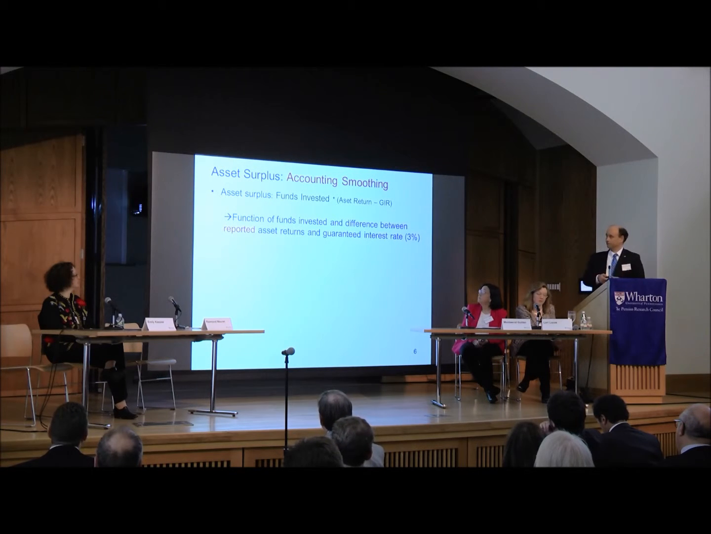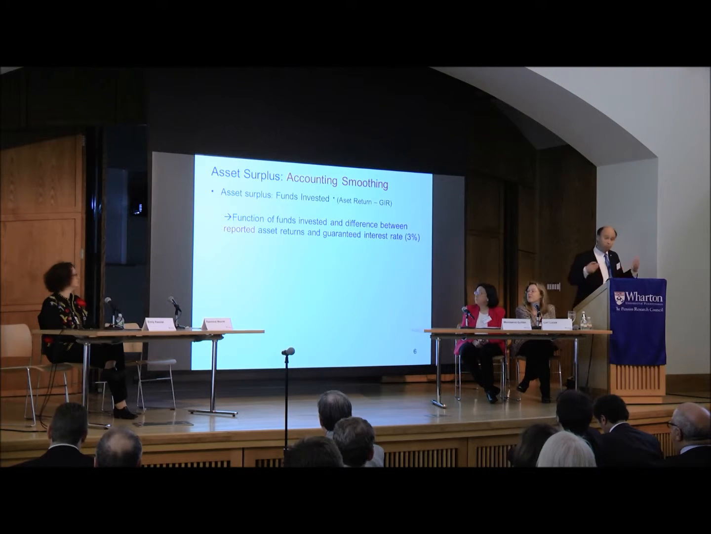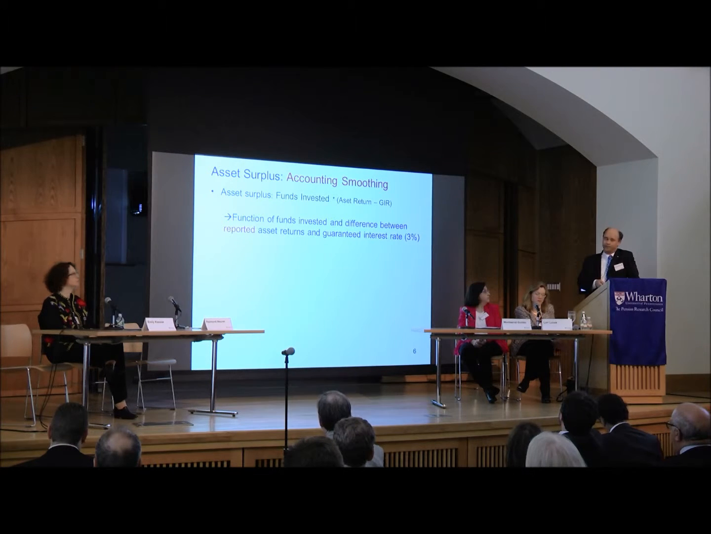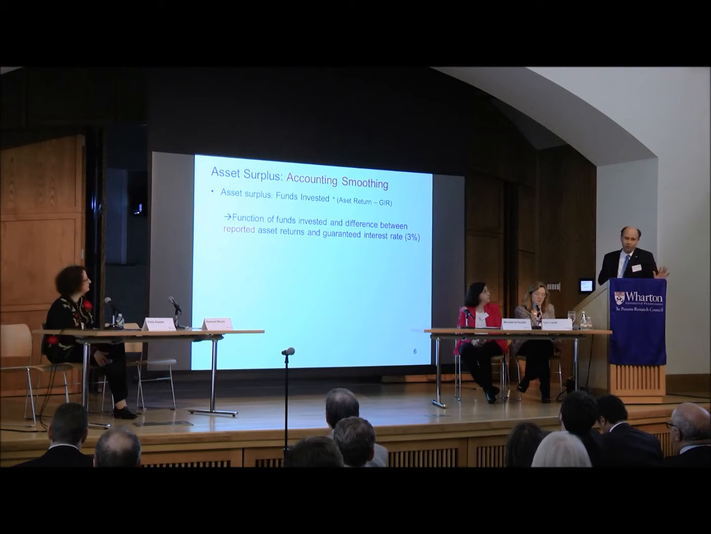So, the asset surplus is the fund invested. You have to define that. And then it's the asset return minus the guaranteed interest rate. That's the difference of the reported asset returns and the guaranteed interest rate. In my example, in all of my calculations, it's exactly 3%. Now we have a little bit of formulas.